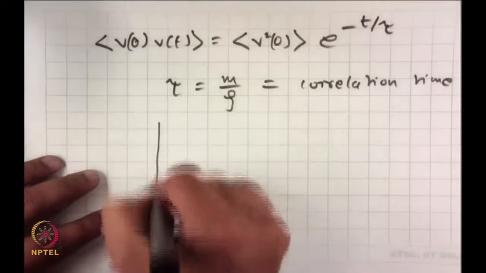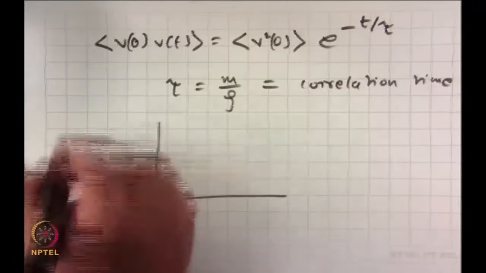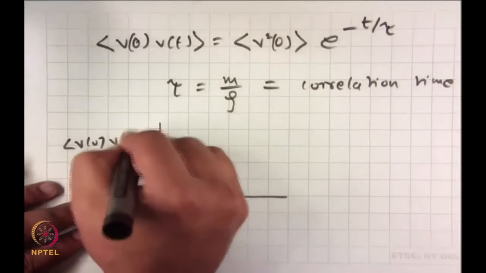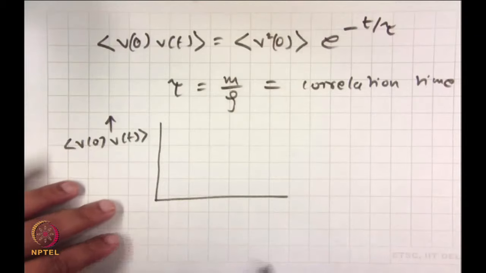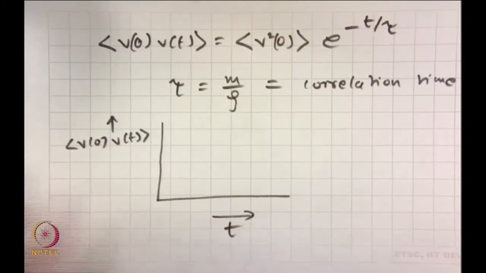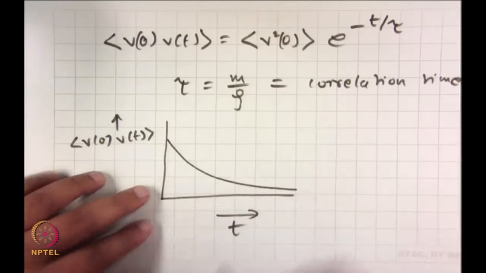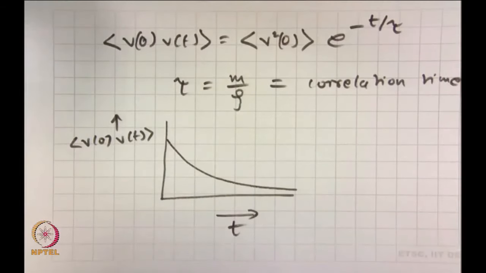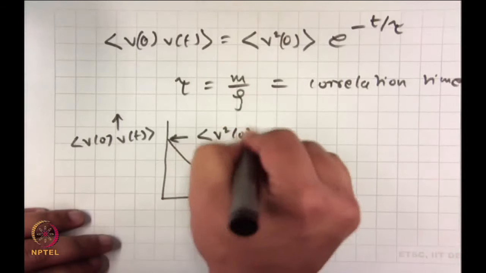So, what I do is, if I am drawing the velocity correlation function, v of t, this is your y axis, and if this is time t, then my correlation function will be exponentially decaying, right. Where will it start from? At t is equal to 0, what is the value of the correlation function? Very good. At t is equal to 0, my correlation function is v square 0.